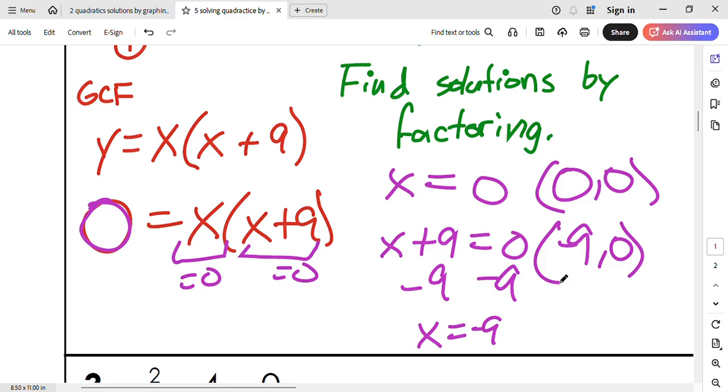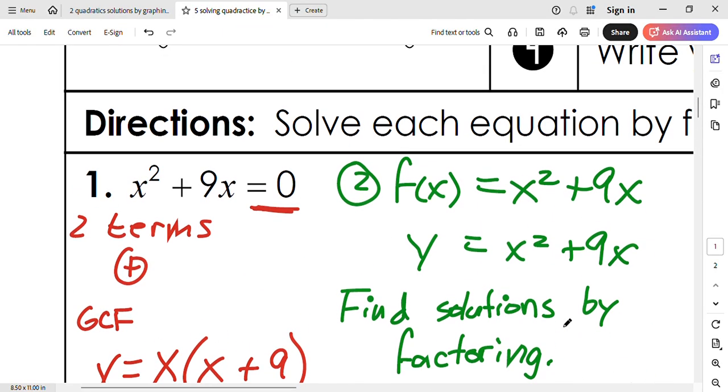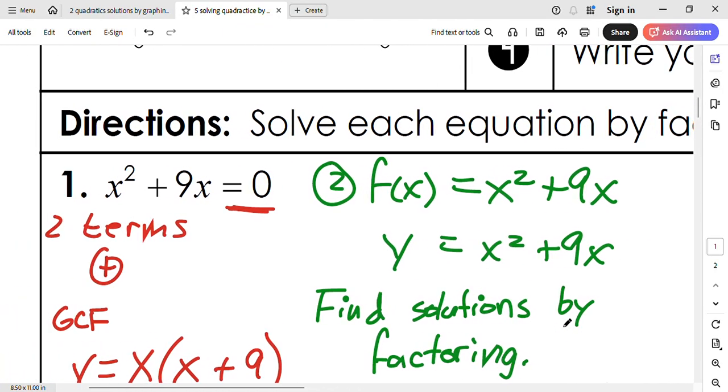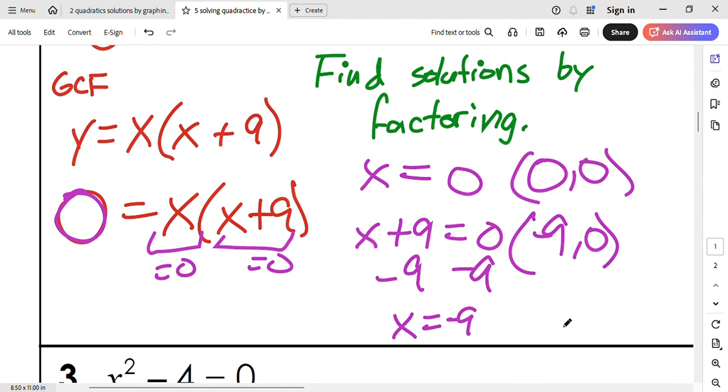On the sheet though, it said just factor, right? Or do you have to find the solution? No, it says solve each equation. So solve meaning find the solutions, meaning they want that.